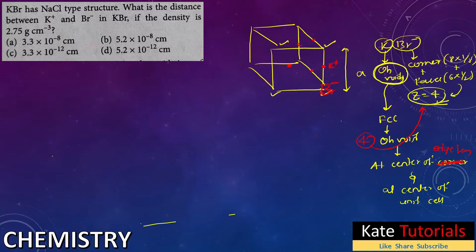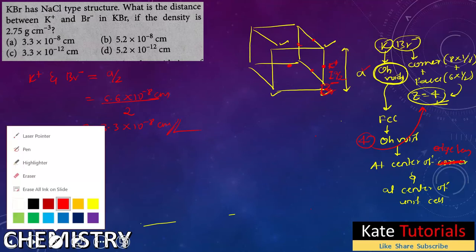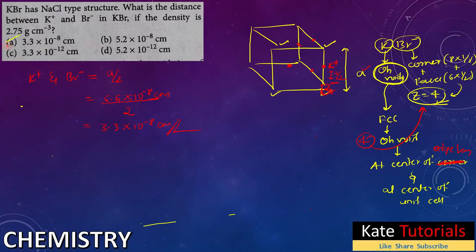So we know the distance a, so the distance between K plus and Br minus will be a divided by 2. Here a is 6.6 into 10 to the power minus 8 centimeter divided by 2, so it will be around 3.3 into 10 to the power minus 8 centimeter. So this is the correct option.